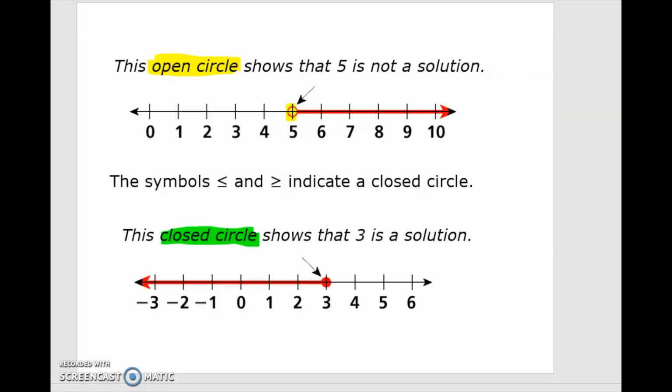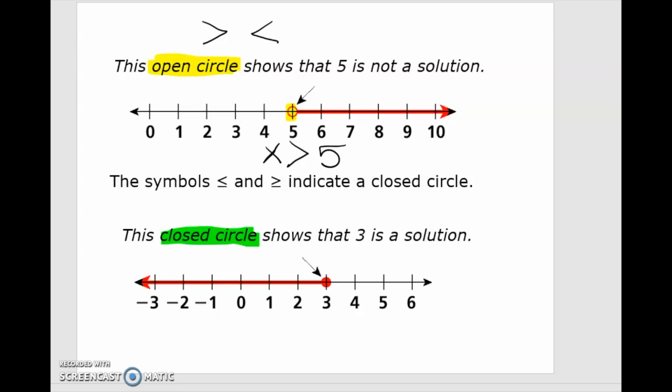Now, what this is telling us is that 5 is not one of the solutions. But the solutions are everything bigger than 5. So the way we would write that inequality is we would say, okay, our solution, any variable, I'm going to use an x, is numbers bigger than 5. So greater than 5, but not equal to 5, because 5 is an open circle. So when we see an open circle, those are the symbols less than and greater than.